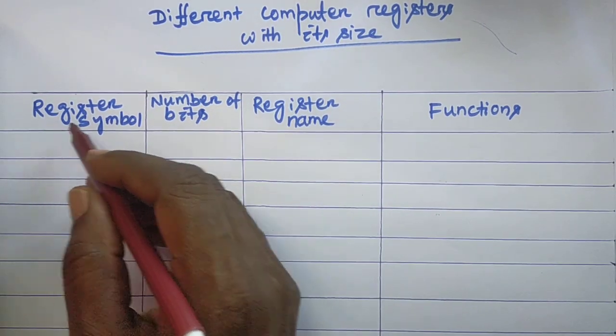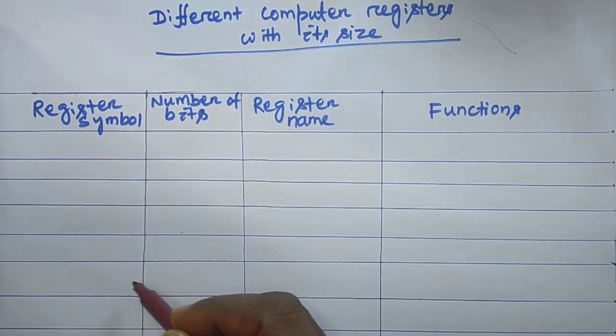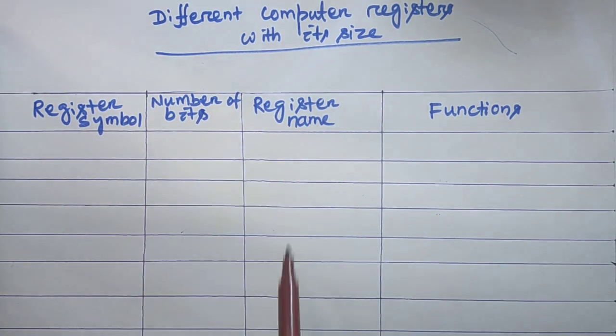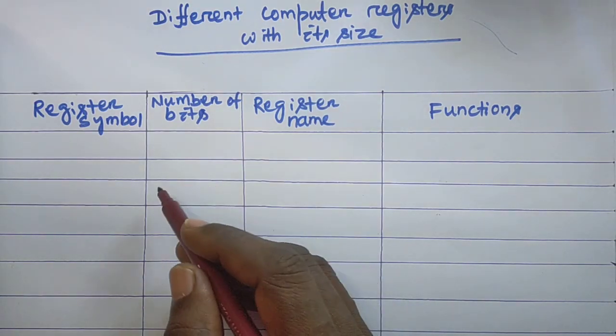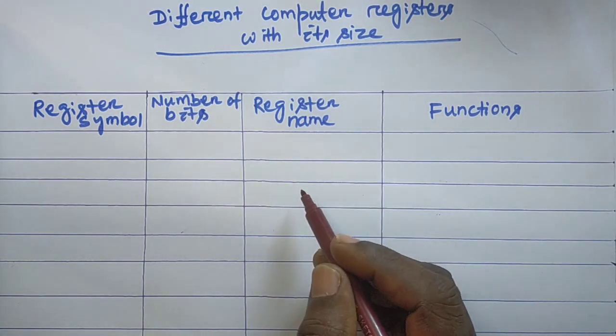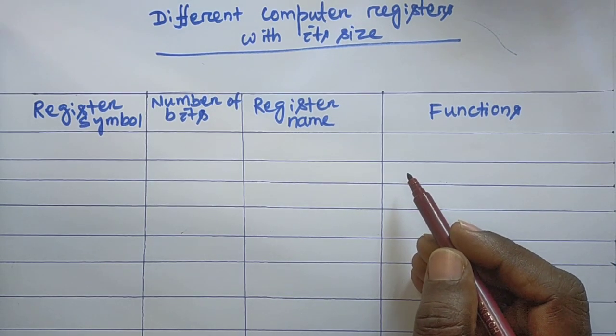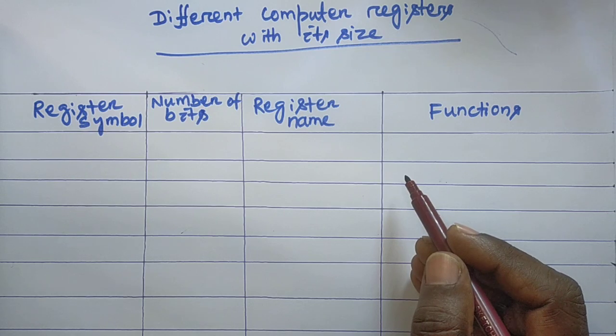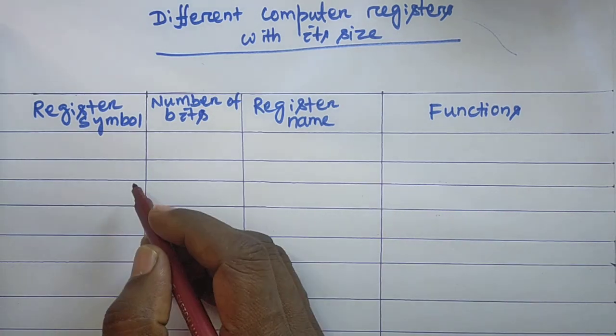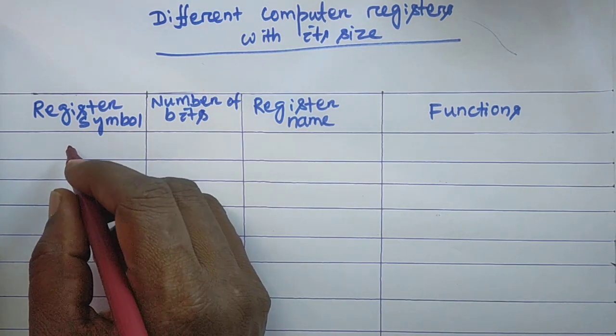We define the different register names, or symbolically define the number of bits required, the corresponding register name, and how it functions and how it is operated. Those things we have to analyze today. Now we will discuss them one after one.